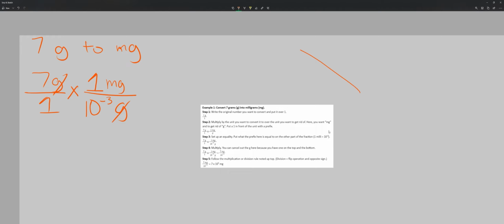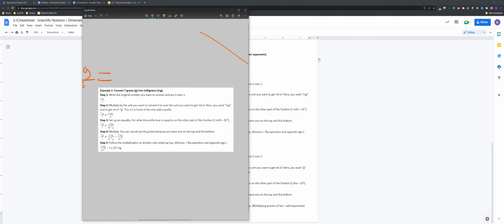And now we're going to move on to step 4, right? We're gonna multiply it out. So 7 times 1 mg gives us 7 mg. And then 1 times 10 to the negative 3 gives us 10 to the negative 3. And now we're done with step 4. And now step 5, well, how do we divide powers of 10? This is also on your cheat sheet, right?